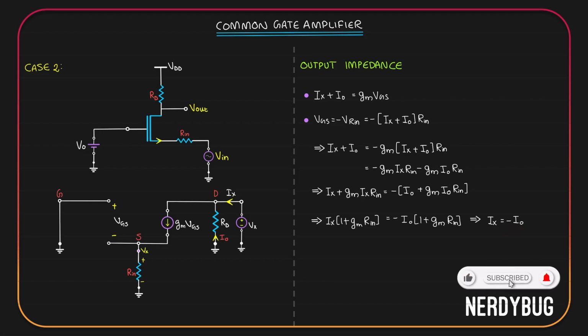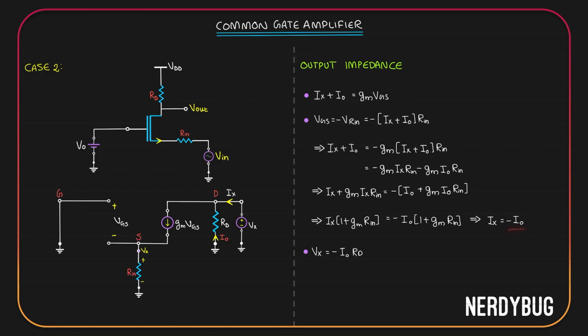Now, what is Vx? It is the potential across Rd. Current flowing through Rd is I naught. So potential across Rd is I naught Rd. Well, does that mean Vx is equal to I naught Rd? Not exactly. Because we have taken the direction of I naught to be like this. Which means potential across Rd will be positive here and negative here. But we have taken Vx positive here and negative here. So Vx is going to be negative of I naught Rd.